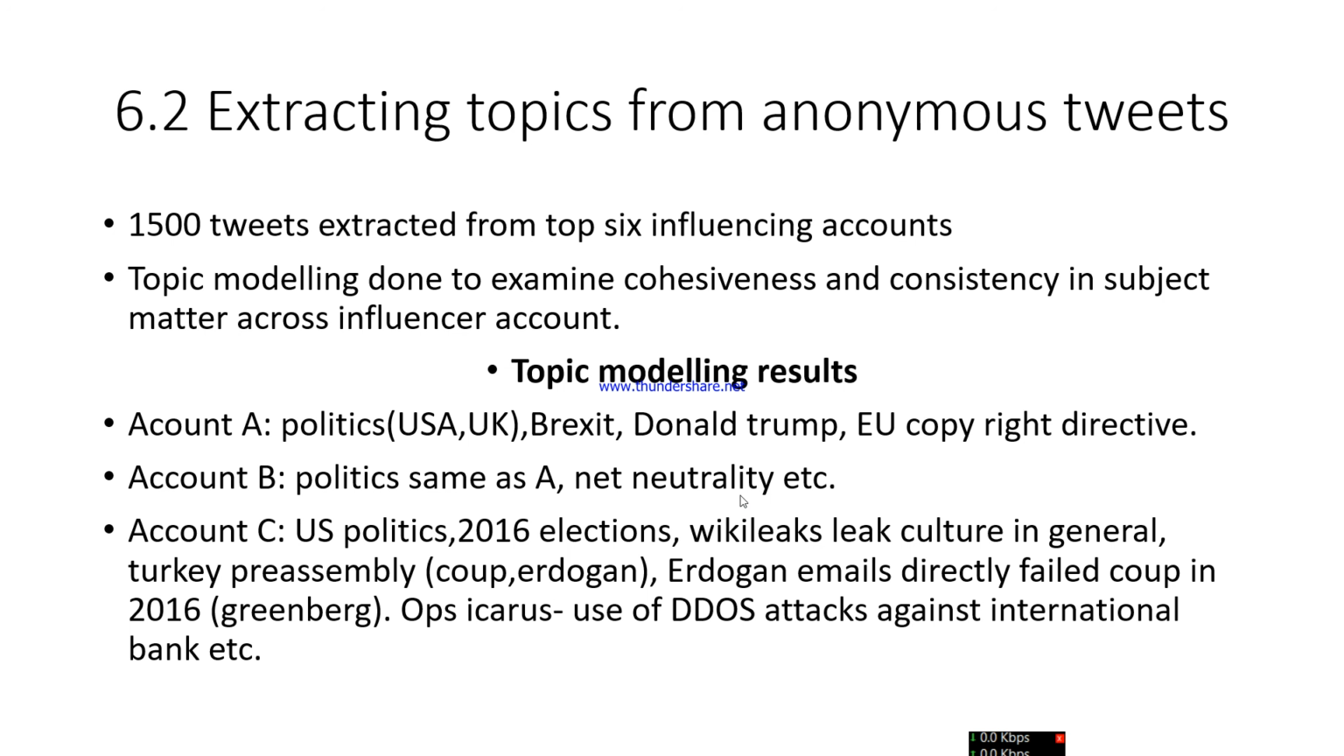Account A is related to the politics of the USA and UK. The keywords used are Brexit, Donald Trump, and EU copyright directive. Account B also used politics, same as A, but has a new word, net neutrality. Account C was mostly related to US politics, the 2016 election, WikiLeaks, leak culture in general, and Turkey pre-assembly. They used words like Cope and Erdogan. There's a story related to Erdogan emails directly failed Cope in the 2016 Greenberg. They also used the word Icarus, which refers to a DDoS attack against the international bank. These are the words used by account C.